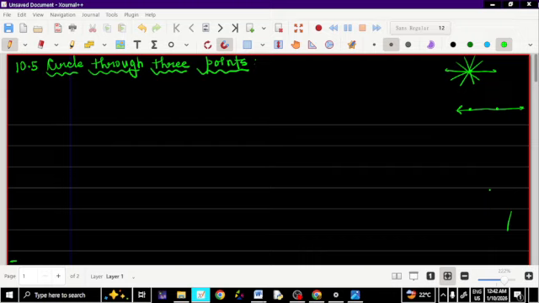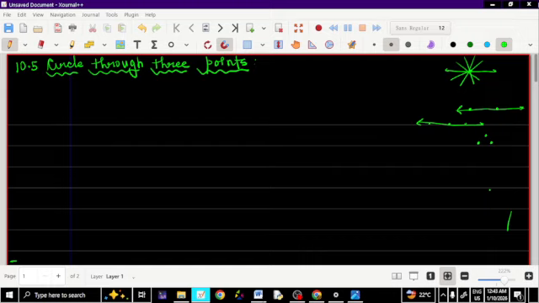Now, if I give you 3 points which are collinear, then you can draw one line which is passing through all three of them. And if they are non-collinear, then it is not possible for you to draw one line which will pass through all three. So this was regarding the line.